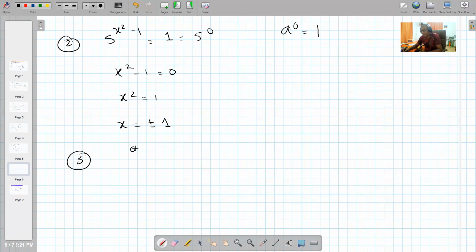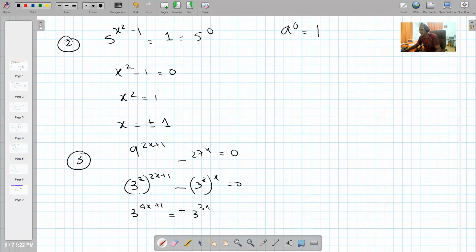Third, solve 9 to the power of 2x plus 1 minus 27 to the power of x is equal to 0. As you have done before, you are able to express it in terms of the simplest base, and the simplest base is 3. 9 to the power of 2x plus 1 is 3 to the power of 2 to the power of 2x plus 1, and 27 is 3 to the power of 3, to the power of x, is equal to 0. So again, 3 to the power of 4x plus 1 is equal to 3 to the power of 3x.